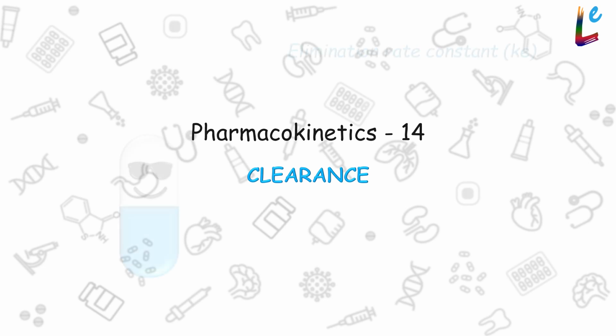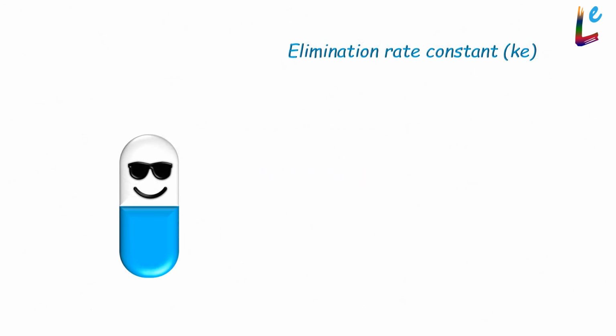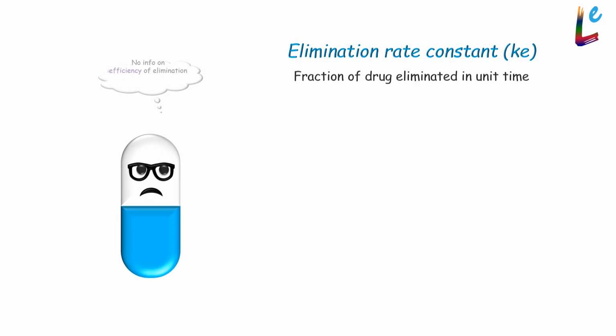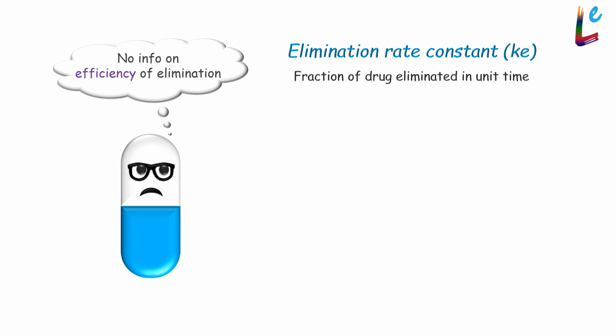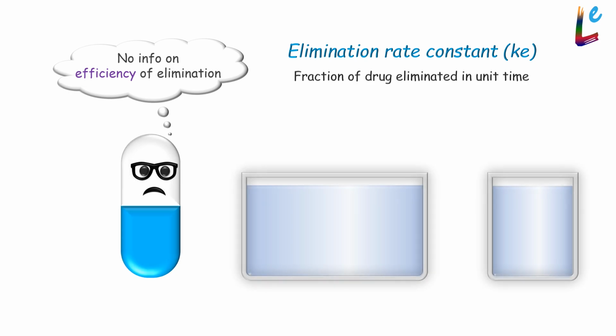In the previous video, we have seen what elimination rate constant Ke is: the fraction of the drug eliminated in unit time. But Ke does not provide us information on efficiency of elimination. Why is that so? Because Ke does not account for the volume into which the drug is distributed. To understand the importance of volume, let's use this example.